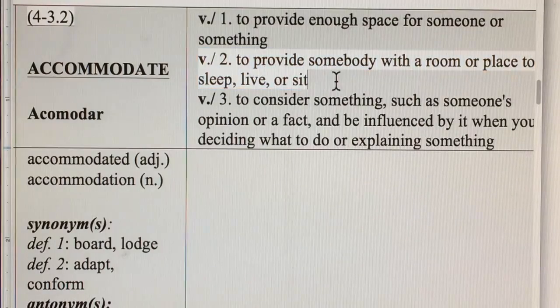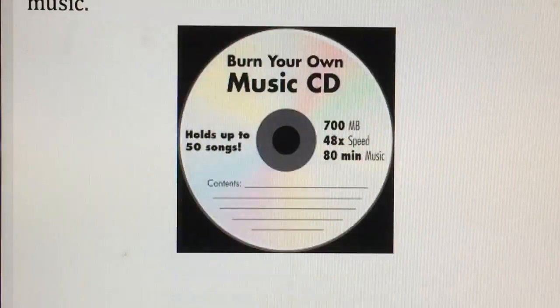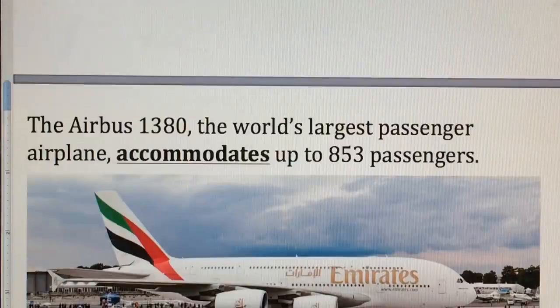Or hotels, they have a certain number of rooms. And if a person comes late and they've already given out all the rooms, then they cannot accommodate the guests, the new guest. Let's take a look at your sentence example.